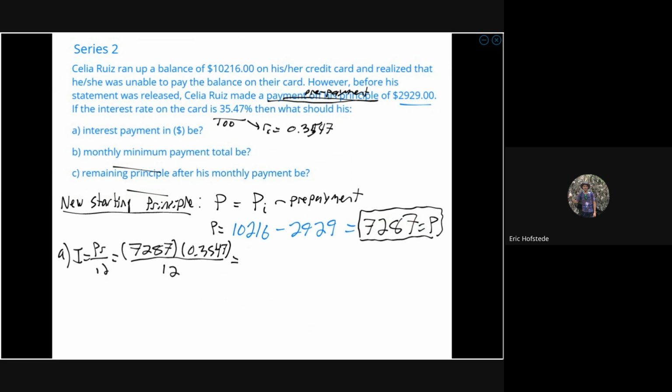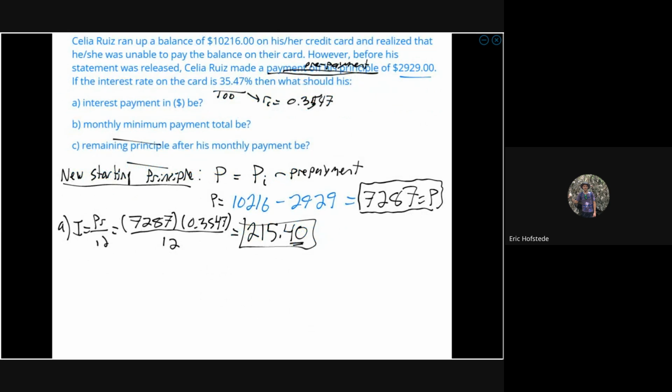So throw that in the calculator, 7287 times 0.3547 divided by 12. I end up with an interest charge and a penalty for not paying back my credit card in full on time of, that's actually going to round up to 40 cents. All right, so that would be my answer to part A. The penalty for having this outstanding principal of $7,000 is going to be $215.40 just for the month, and that's going to add up fast. All right, dangerous to use credit cards that excessively if you can't pay it off.